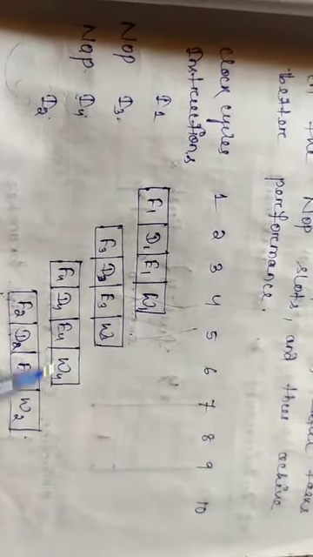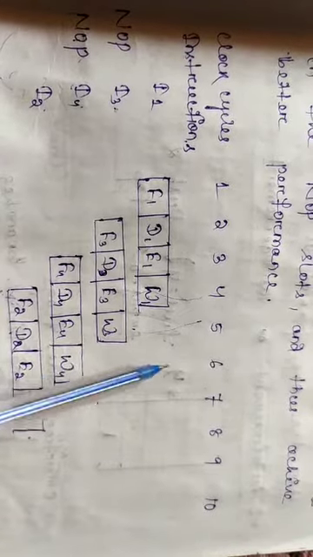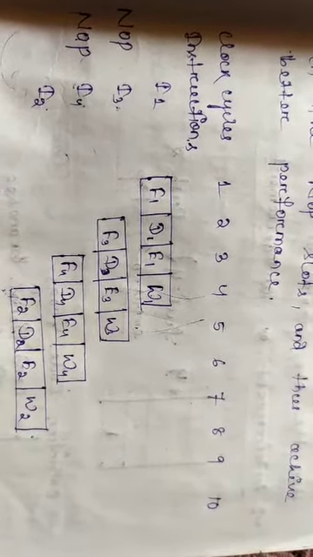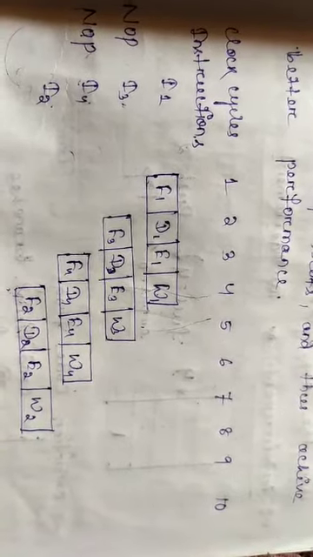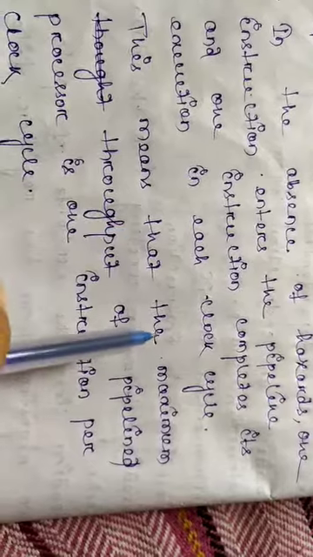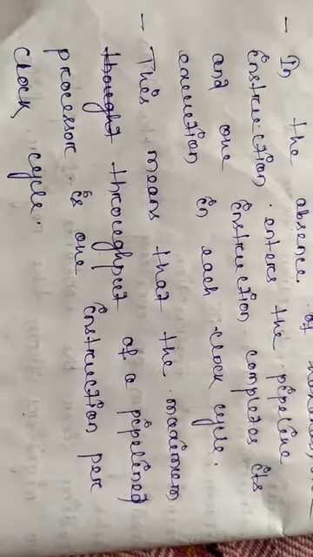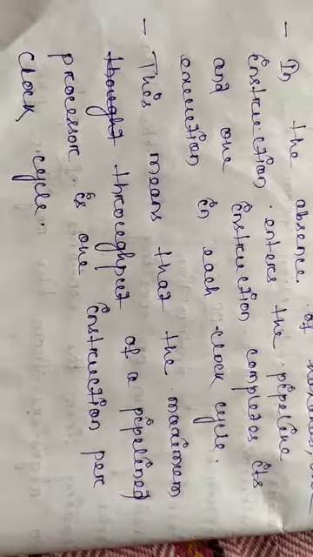In the 6th clock cycle, I3 will execute, in the 7th clock cycle, I4, and so on. That's why I have written here that the maximum throughput of a pipeline processor is one instruction per clock cycle. If hazard does not occur, then that is the maximum throughput. One clock cycle, one instruction will execute.